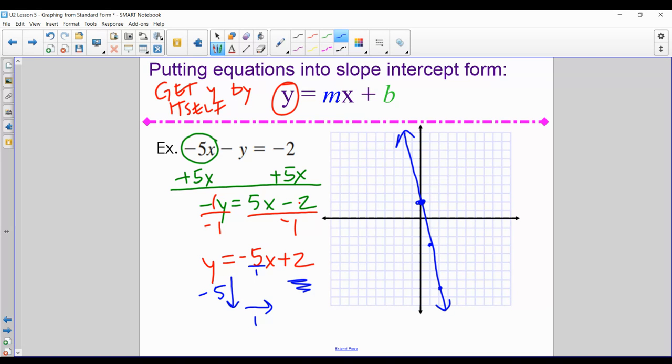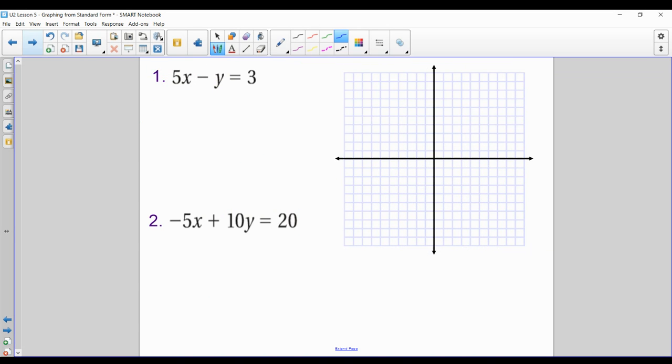Okay, so solve for y, and solving for y means get it by itself, and then graph them just like we did yesterday by starting with the y-intercept, plotting that point, and then using the slope to get 2 more points. I have saved you these couple of practice problems. I'm going to show you a second method of doing it and then give you some more practice problems that you can choose to do that way.